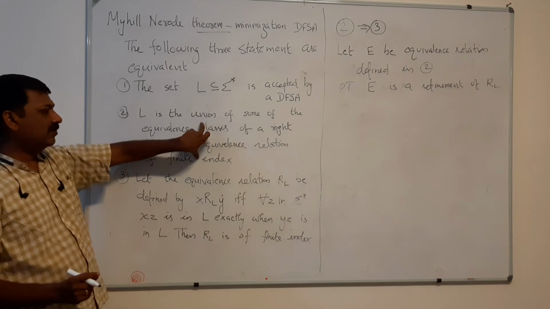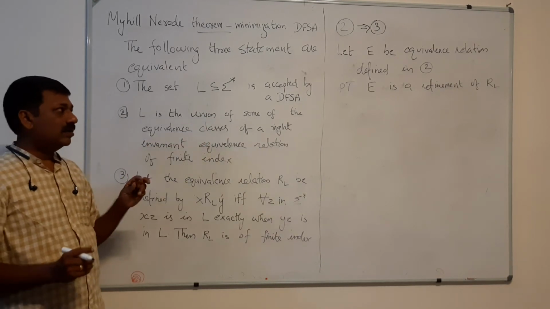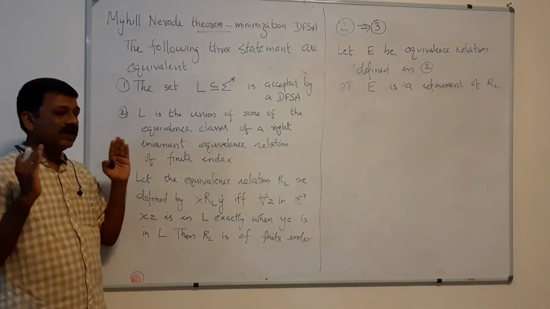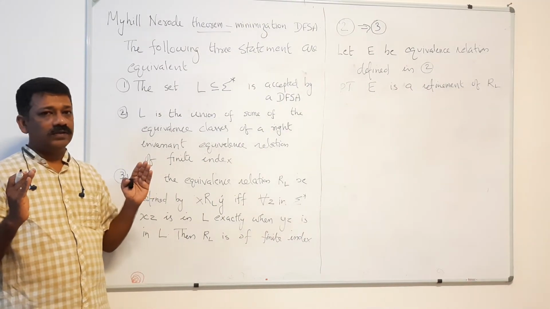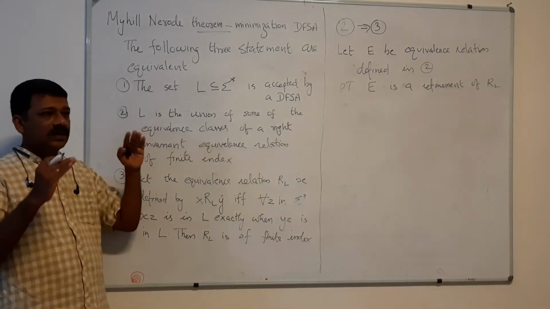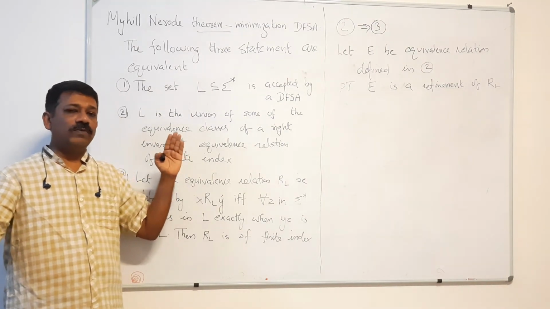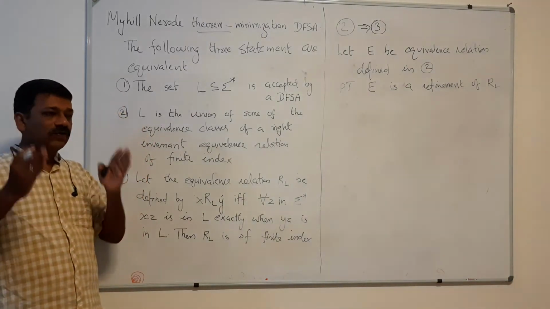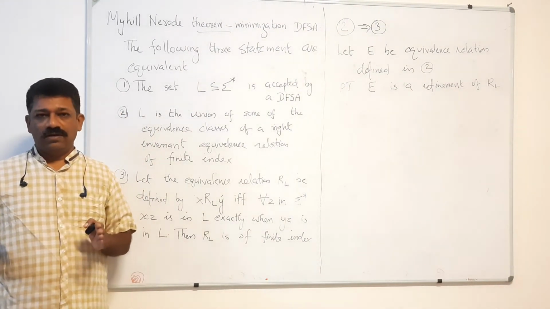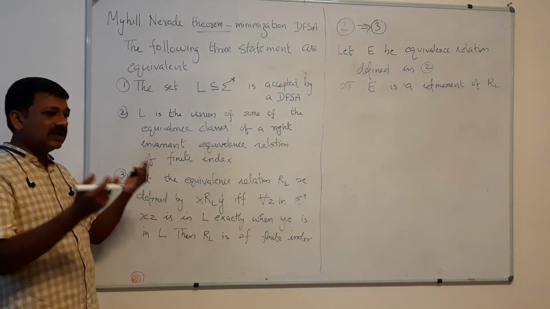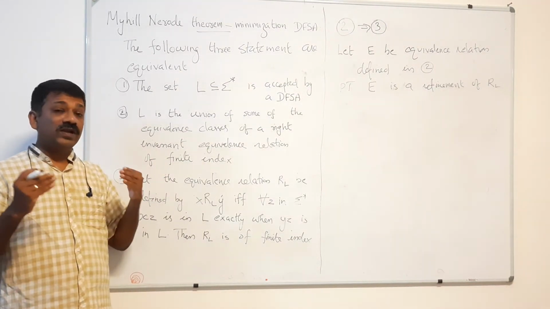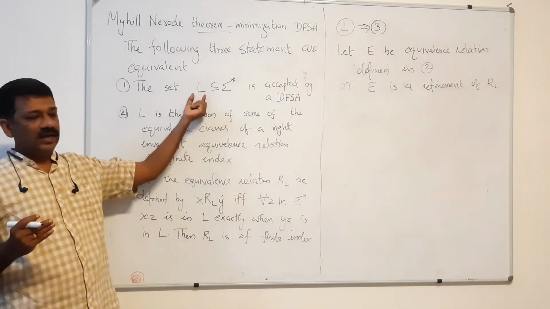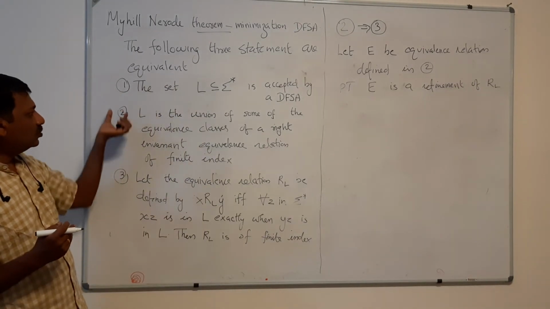Here in the second statement, what have you proved? L is the union of a set of equivalence classes. If you have a deterministic finite automaton having n states, a finite number of states, that many equivalence classes you have, and among those, the equivalence classes represented by the final states have to be added to this L. That is why we have proved 1 and 2 are equivalent.